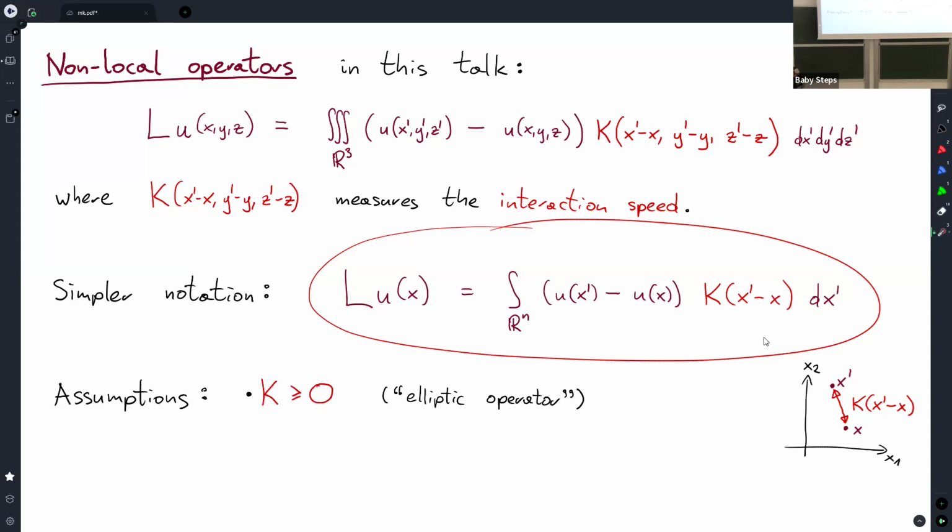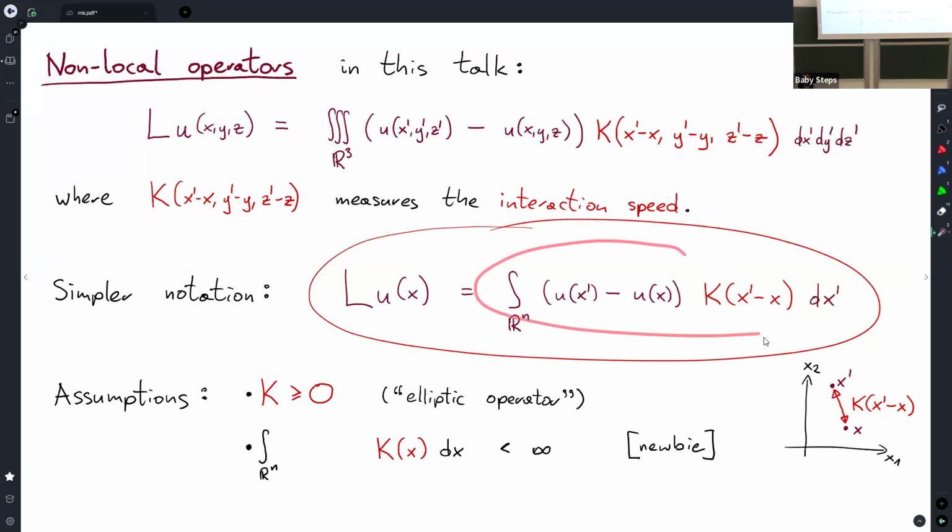Now we'll make a few assumptions about the non-local kernel k. First of all, we'll assume that k is non-negative, which kind of means that things tend to evolve to a stable state. That's the philosophy behind that. And in the PDE business, that corresponds to working with elliptic operators. Of course, this is not the only possible solution, but that's for today's talk. Now we need some condition on k so that the operator L is well defined.